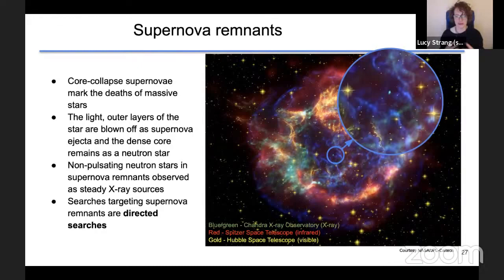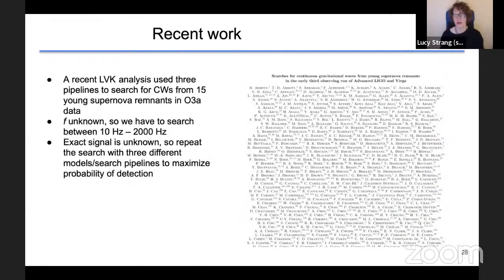What we do now is a directed search, which means we need to be somewhat clever about searching as many frequencies as possible. So if we go on to the next slide, I think we'll be introducing the paper we released late last year, which actually targeted 15 separate young supernova remnants for continuous waves. We looked at 15 of them because we haven't actually detected continuous gravitational waves yet. And we don't know if we expect all of these supernova remnants to emit gravitational waves, or if we only expect some subset of them to. So we try and search all of them.